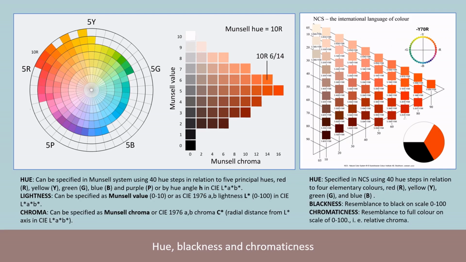An alternative set of 3 colour attributes that can be used to specify colours of objects are the attributes of hue, blackness and chromaticness used in the natural colour system or NCS, as shown on the right. These attributes stem from thinking of colours of objects as having resemblances to, or perceptual components of, black, white and pure colour, adding up to 100.